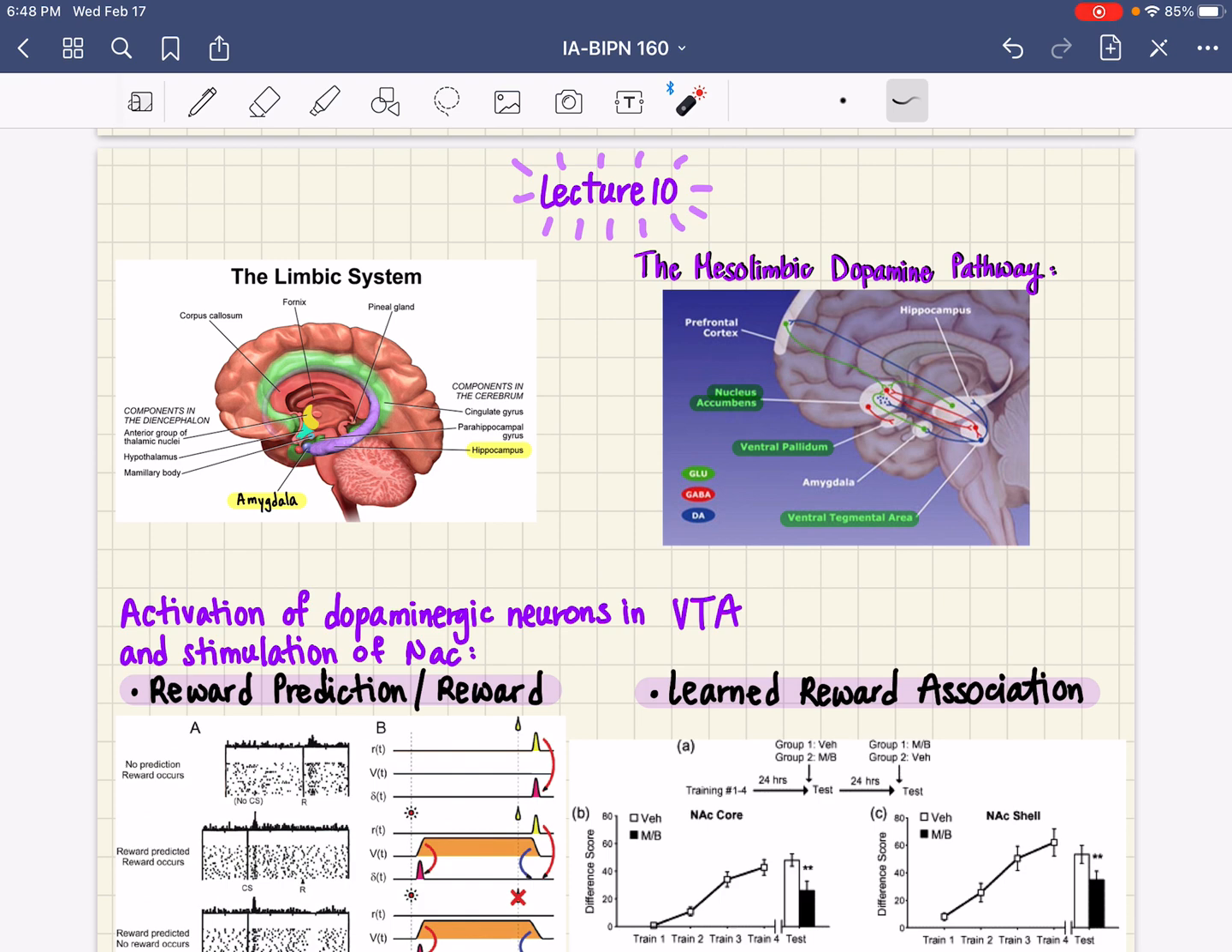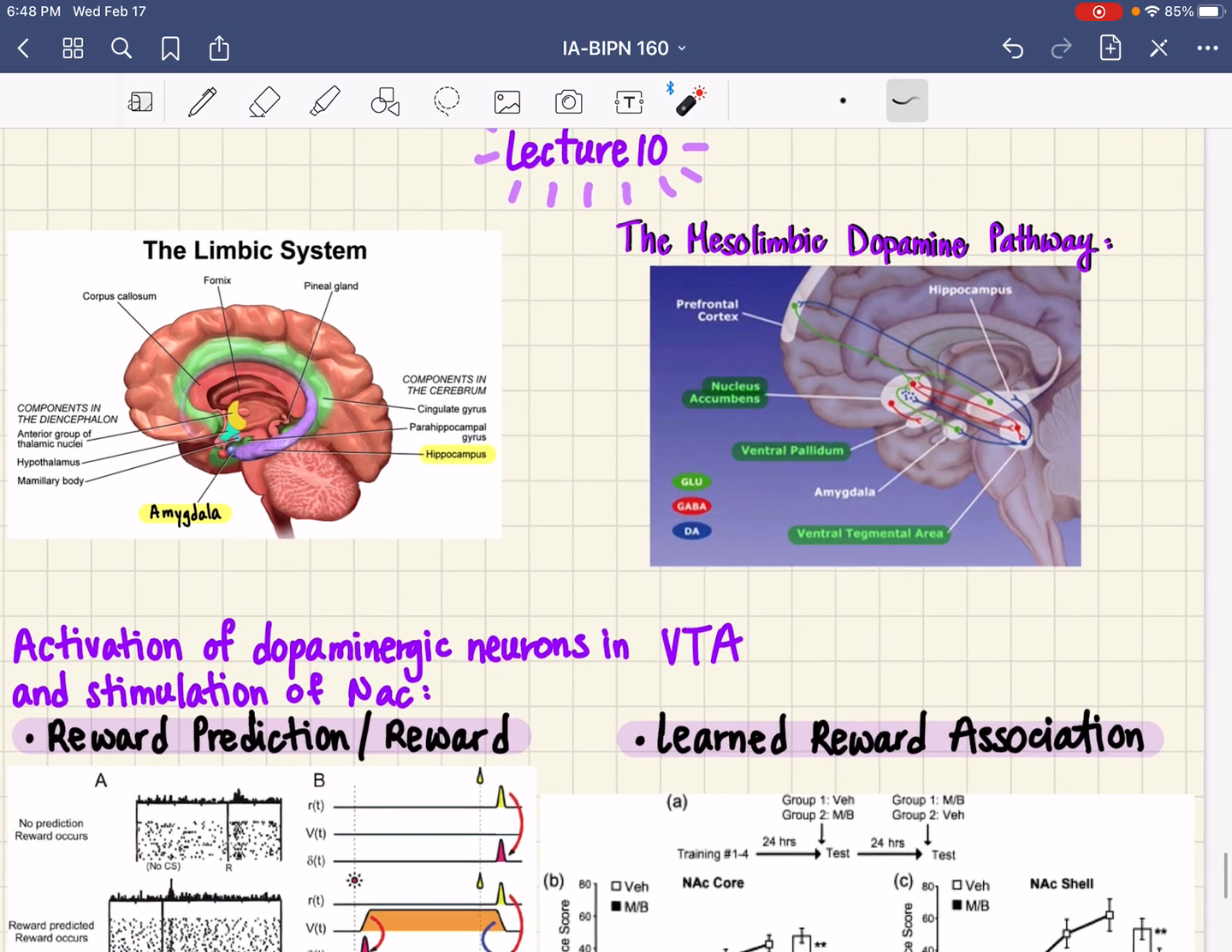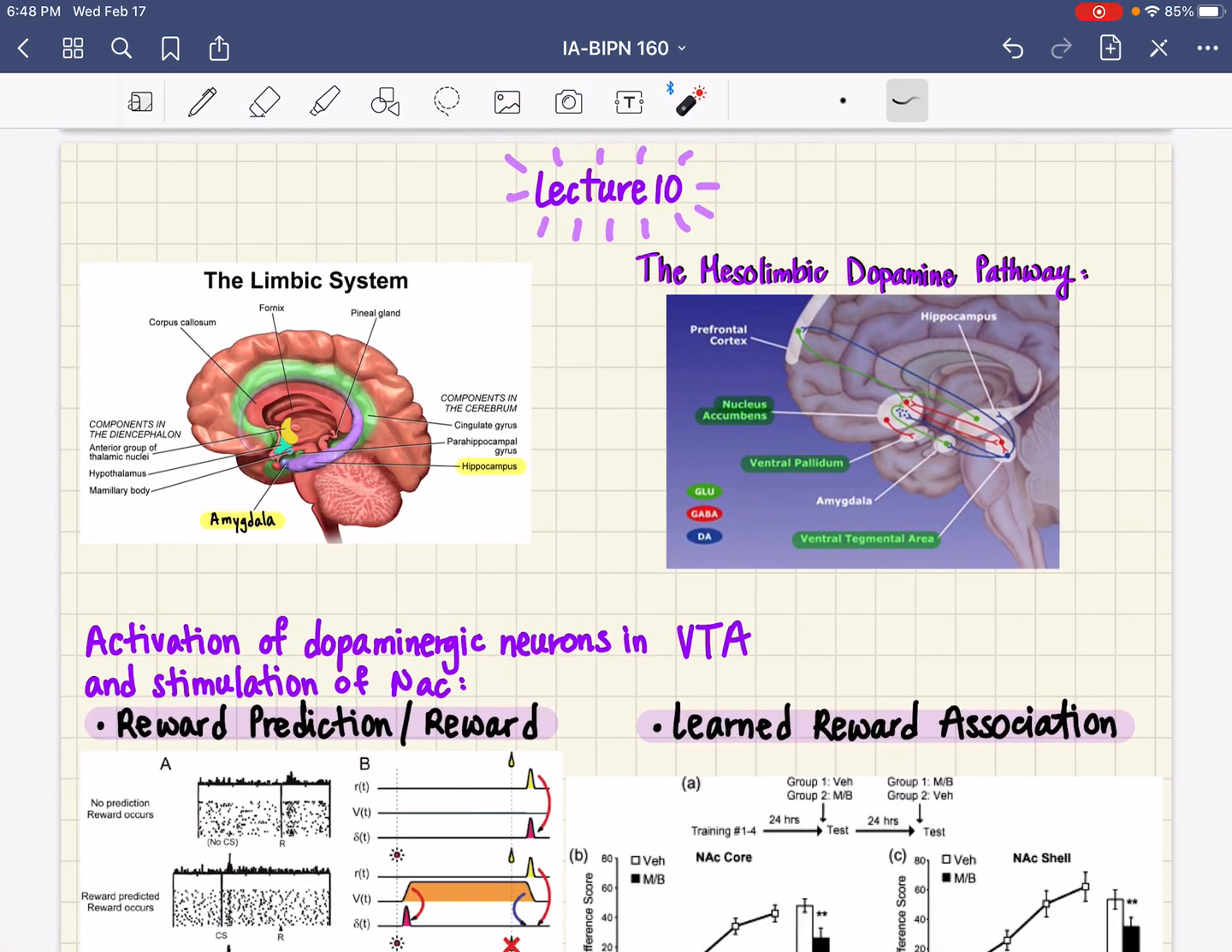Okay, so in this video I will go over the first half of the lecture that Dr. Root gave on lecture 10, and he basically talked about the mesolimbic dopamine pathway. And for you to understand the mesolimbic dopamine pathway, let's go over the key parts of this pathway and what each one of them does.